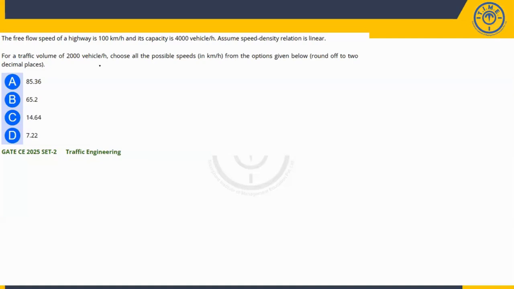That is, for a linear speed density relation, I hope what I'm writing is visible clearly to all of you. Please once confirm this in the chat box at least.